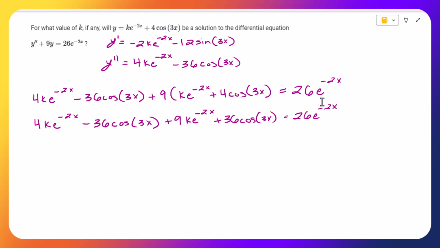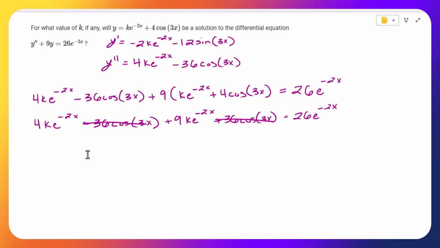And when we distribute, we get this, 9 times k e to the negative 2x, 9k e to the negative 2x, 9 times 4 cosine 3x, that's 36 cosine 3x. And we can see here that these two terms just disappear. They go to 0. And 4k plus 9k, these are like terms because e to the negative 2x is their common variable. So 4k plus 9k, that's going to be 13k e to the negative 2x equals 26 e to the negative 2x.